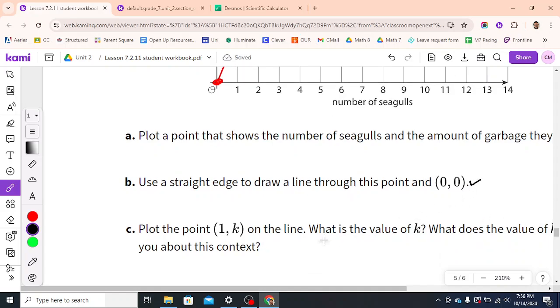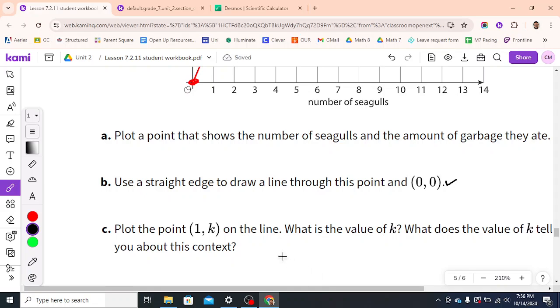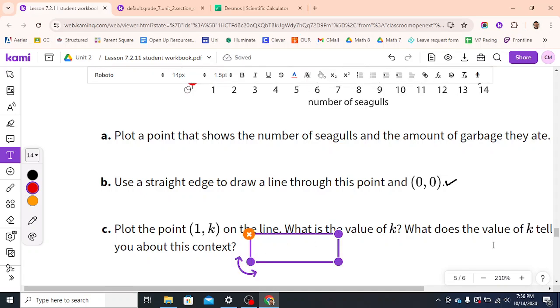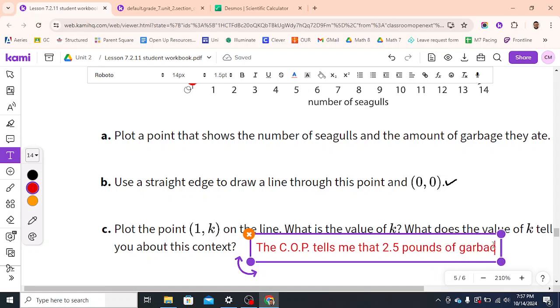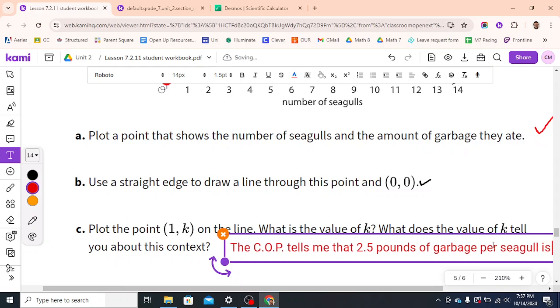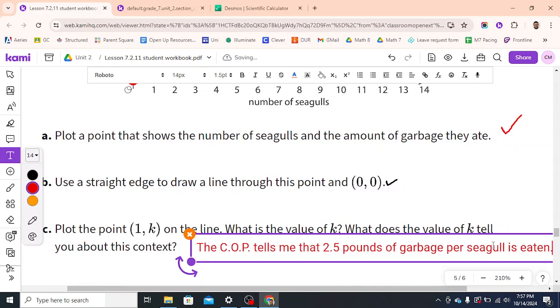Okay, we did this. We did that. What is the value of K? We just did that. What does the value of K tell you about this context? So let's make a quick sentence. The COP tells me that 2.5 pounds of garbage per seagull is eaten. Were they eating the garbage? Making the garbage?